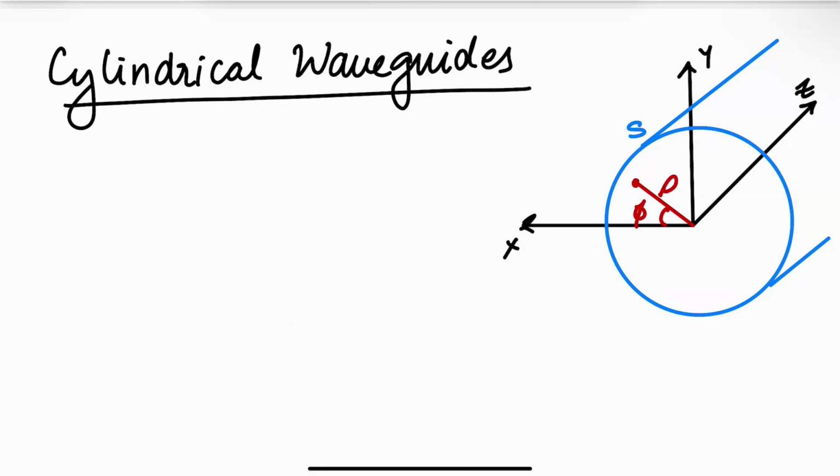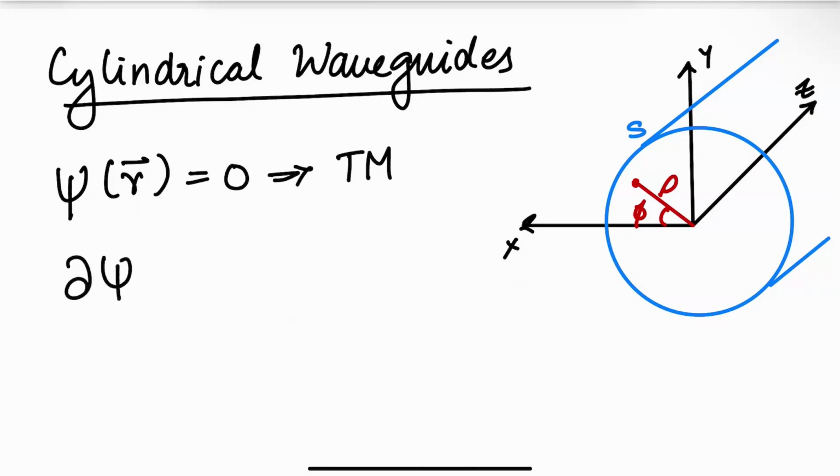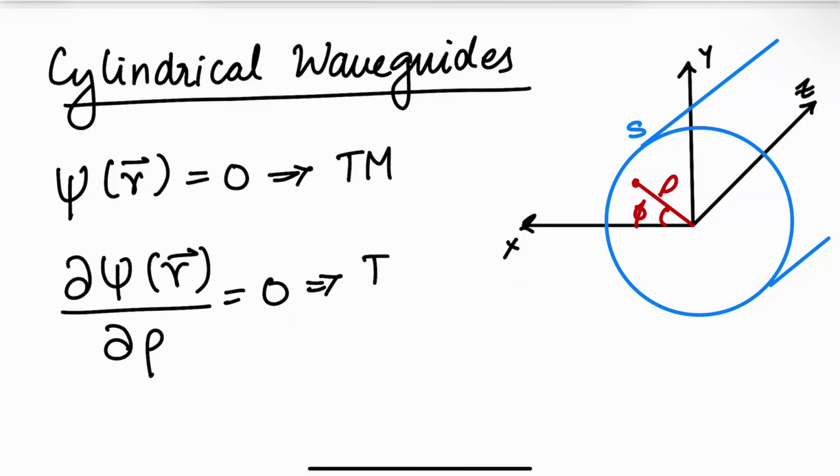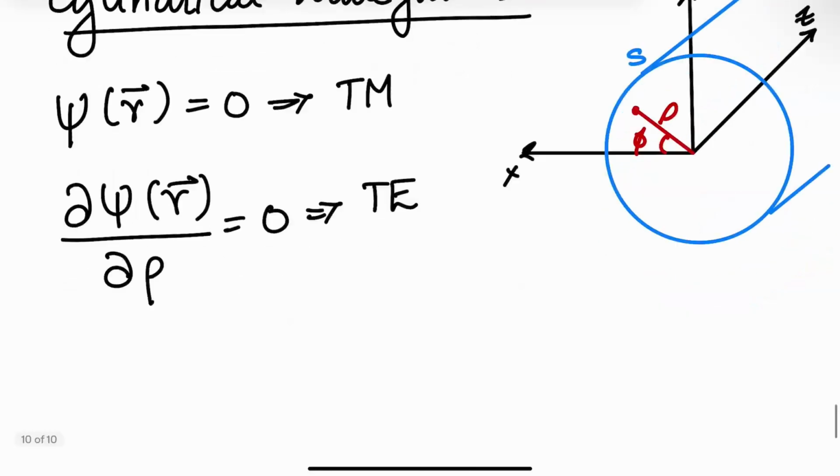So once again, we have solutions of the TE and TM kind. The TM solution corresponds to the field being equal to 0 at the boundary. This is TM. And the boundary condition for TE is that the derivative with respect to rho, because the normal component is rho, is equal to 0. This gives the TE modes.